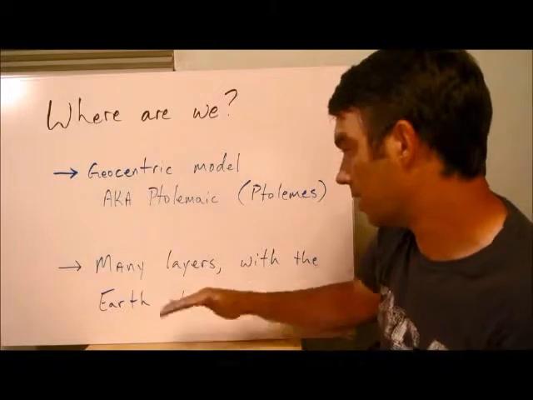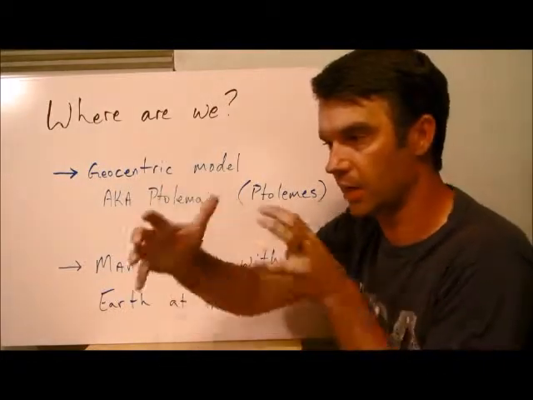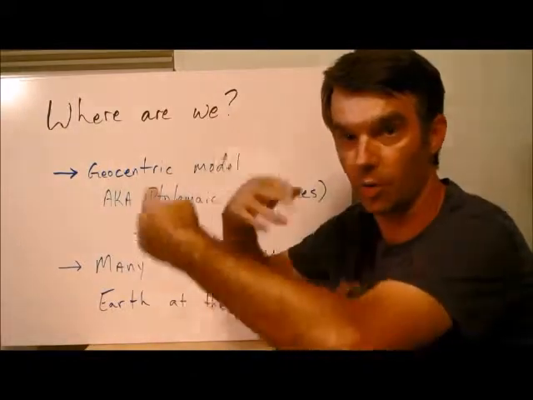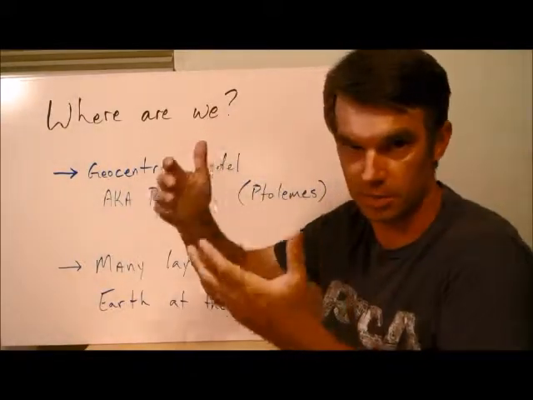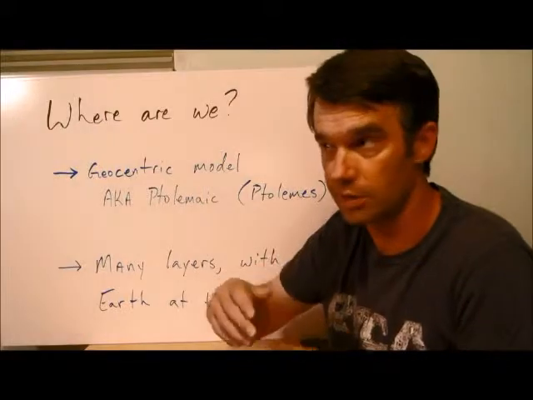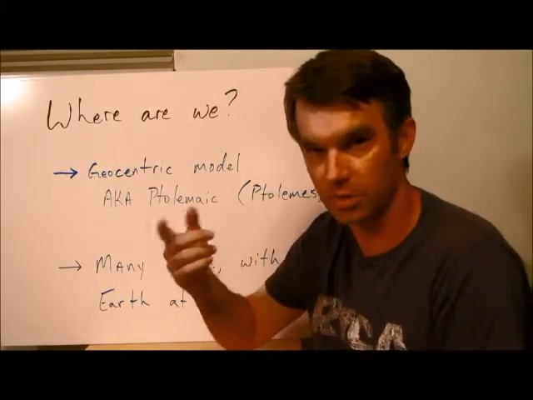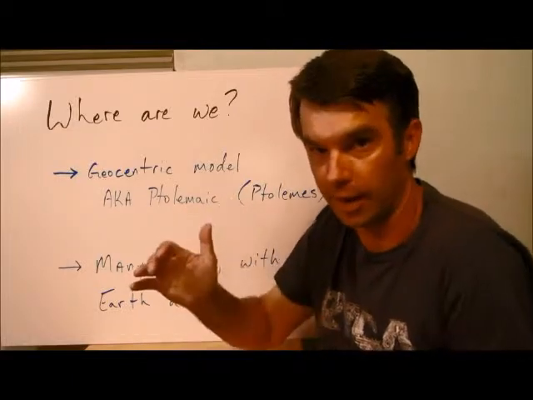So there are many layers, the Earth's at the center, and each layer spun at its own rate. The moon was on one, the sun was on one, the different stars and planets were on different ones, comets, meteors, things like that. All these things that were observable were all on their own layer.